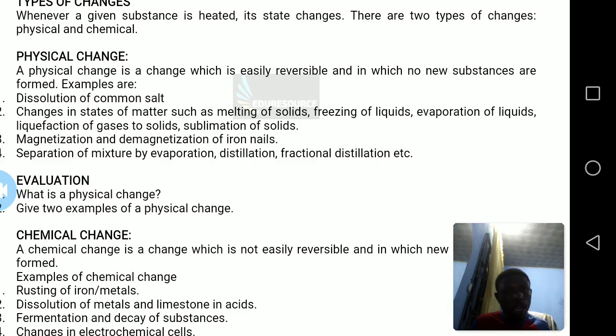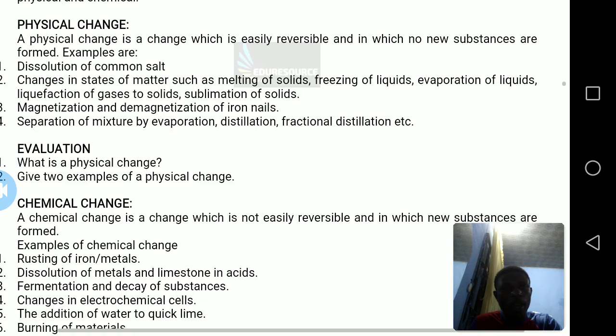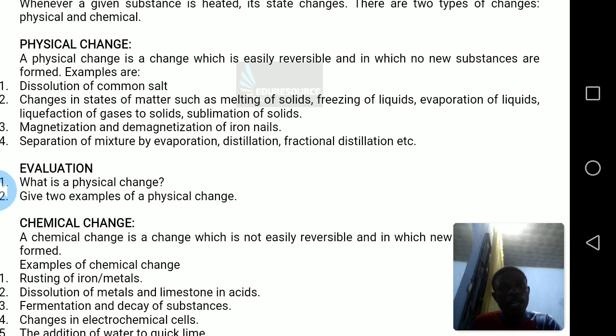Okay, the next one. Let's look at an example of physical change that occurs in matter. Number one here is physical change of matter. An example is the dissolution of common salts. So there is salt.